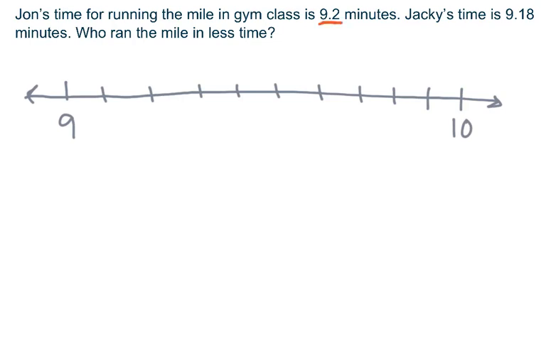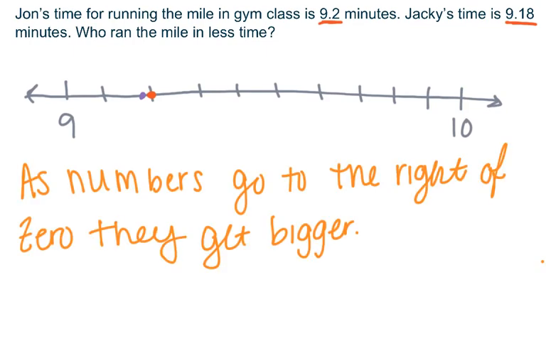So we have 9.2 and 9.18. 9.2 is going to be 9, and then we're going to go over 2 tick marks. So that's going to be right there. And then 9.18 is going to fall somewhere between this first tick mark and the second tick mark. And as it's 1.8, that's going to be closer to 2. So it's going to be about there.